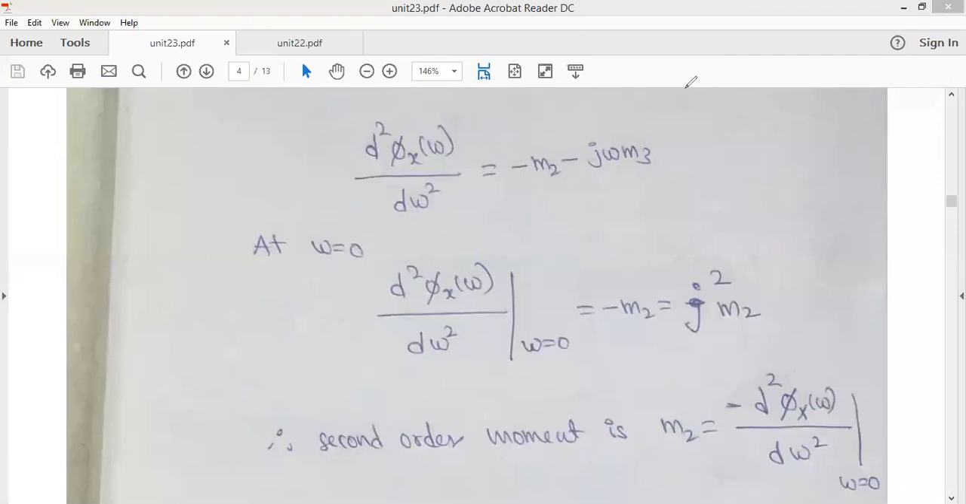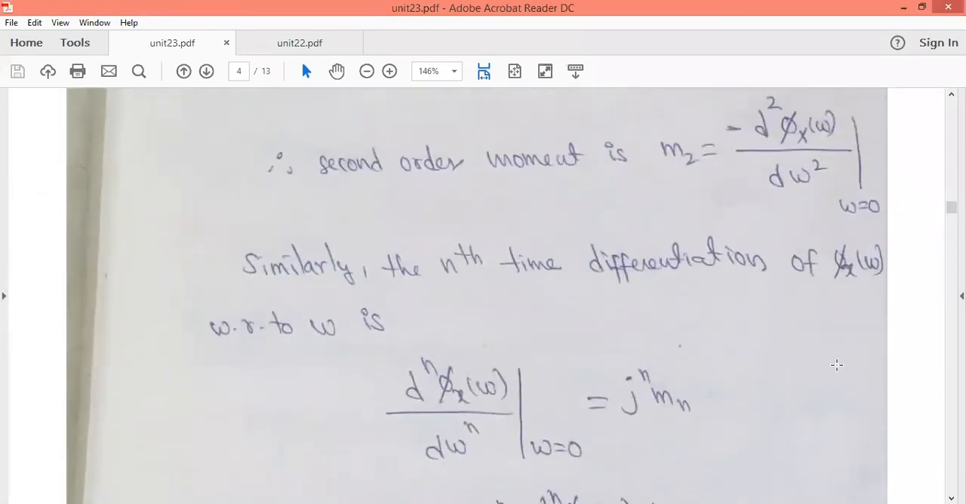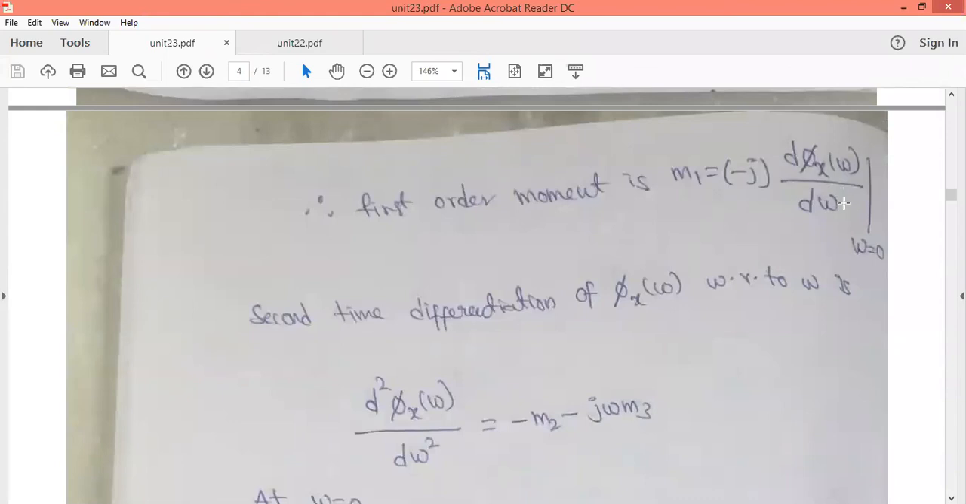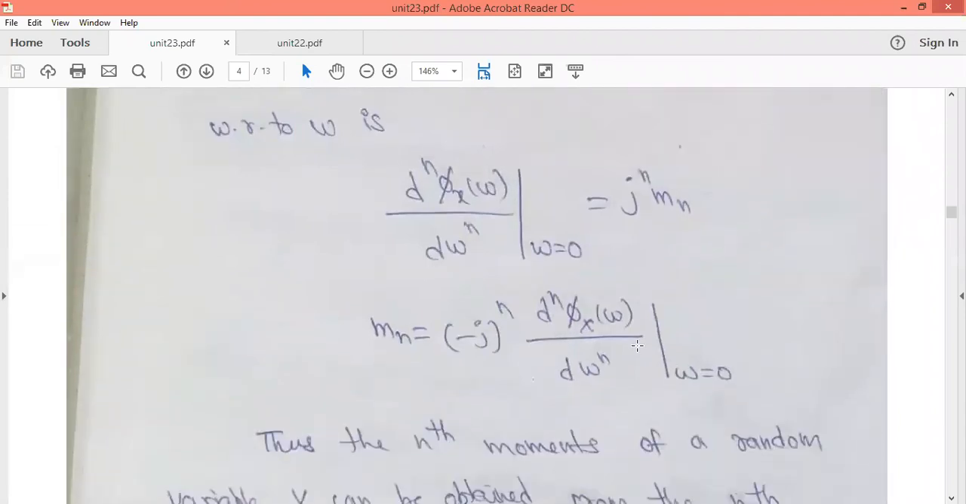So this is the equation for m2. This is the equation for m1, which we have discussed. From this, we can write what is the equation for mn. Mn is equal to minus j power n d power n phi x of omega by d omega power n, where omega is equal to 0. So like that, we will be writing the equation for mn: minus j power n d power n phi x of omega by d omega power n, where omega is equal to 0.